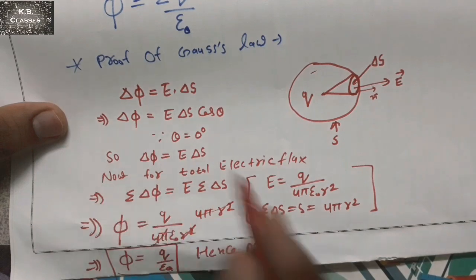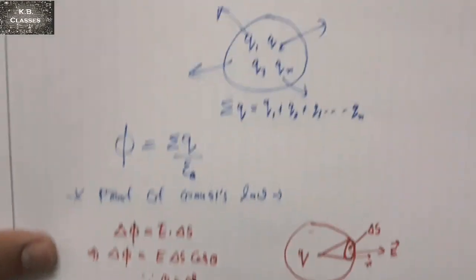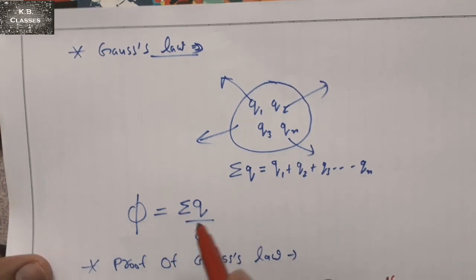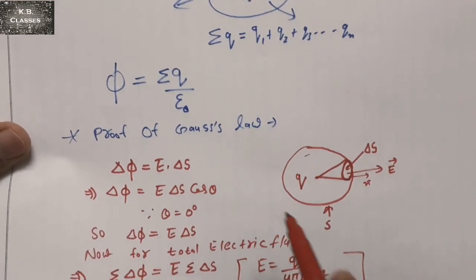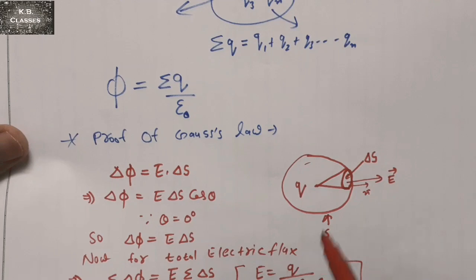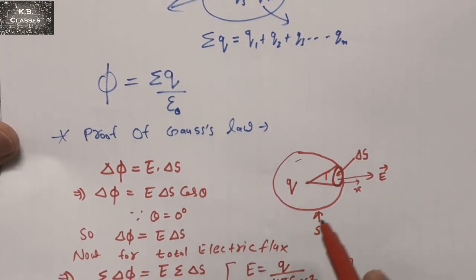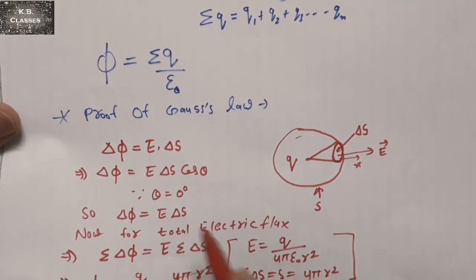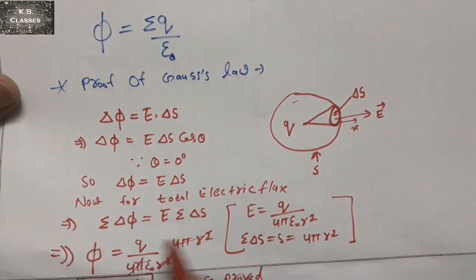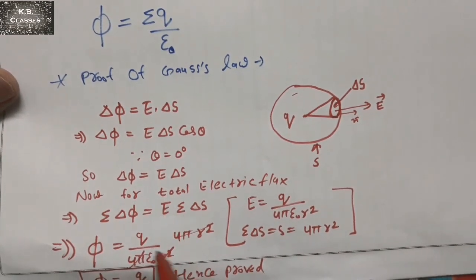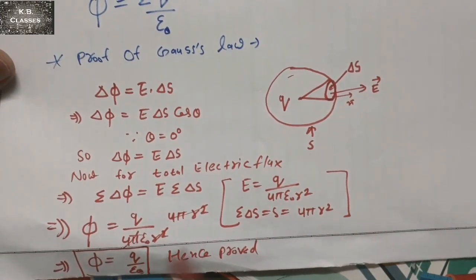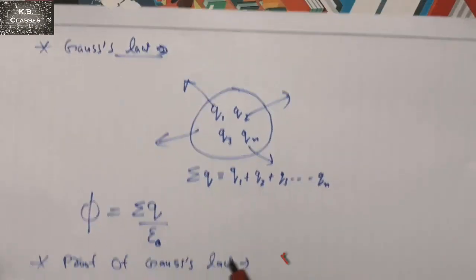So now you can understand the proof of Gauss law. First we understood Gauss law, phi equal to sigma q upon epsilon naught. Second we understood how we prove the Gauss law. First we take this diagram, put the values in it for total electric flux, put the values of E and delta s, simplify, and we get phi equal to q upon epsilon naught.